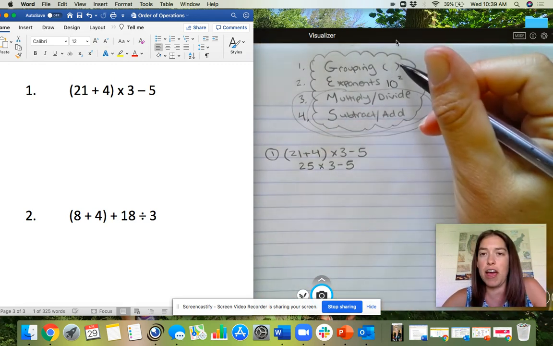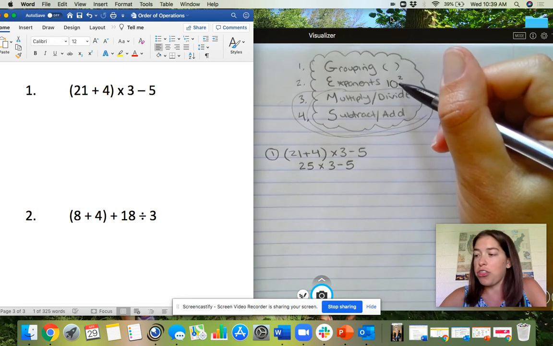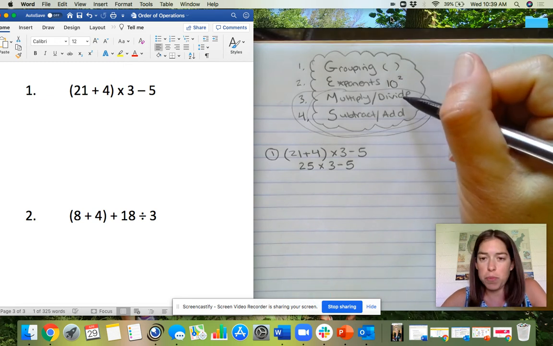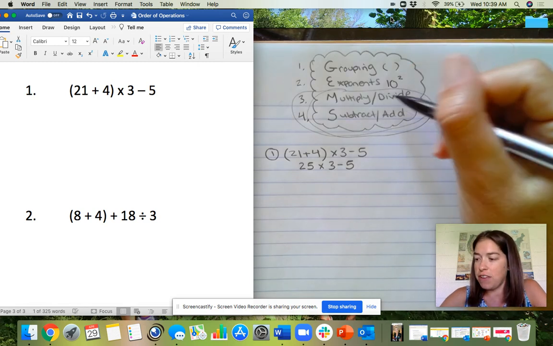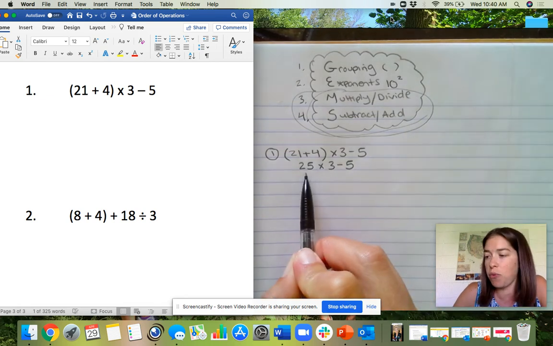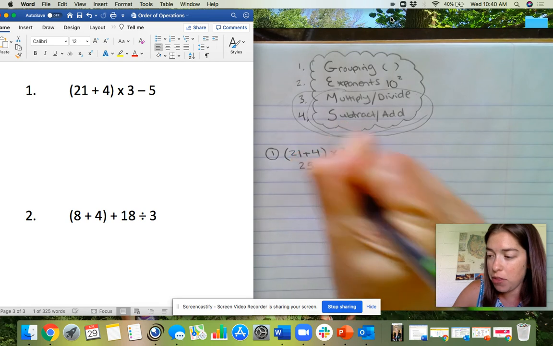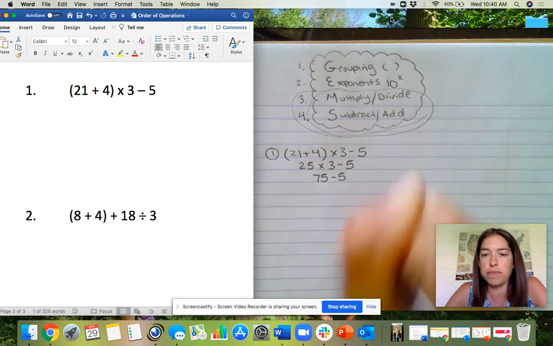Next thing I need to check is for exponents. I don't have any exponents. The third thing I have to check for is multiplication or division. I have to do my multiplication and division before I can even think about adding and subtracting. I do have some multiplication right here. So let's go ahead and solve. 25 times 3, I know is 75. I'm going to copy the rest of my equation.